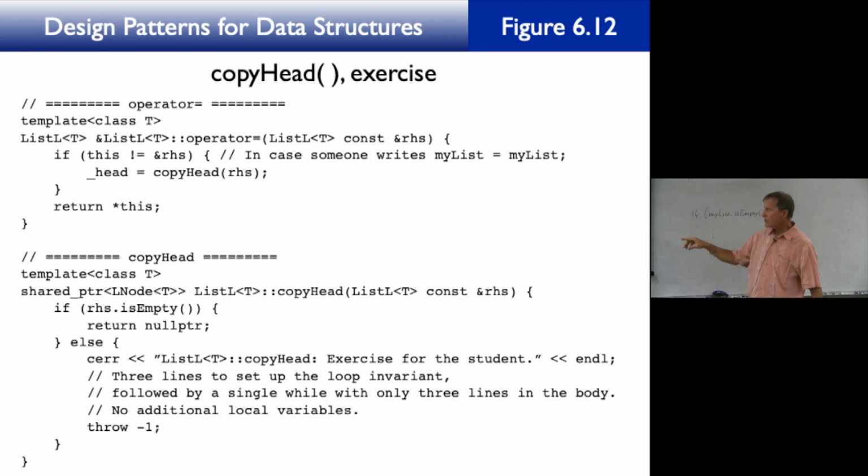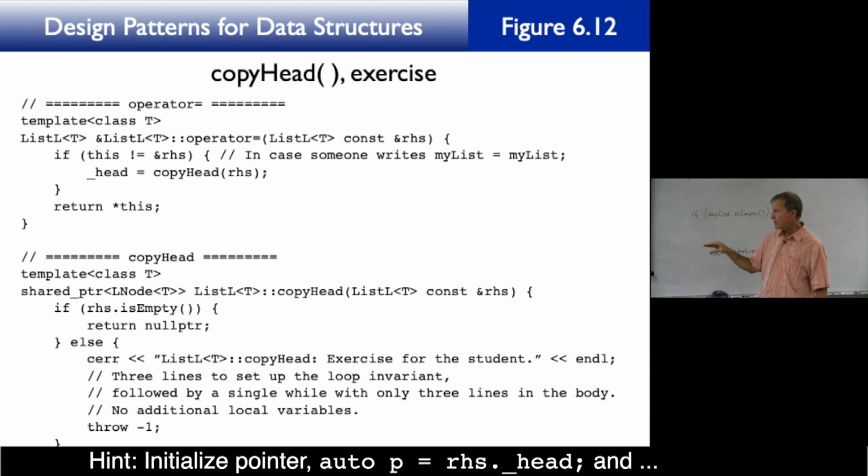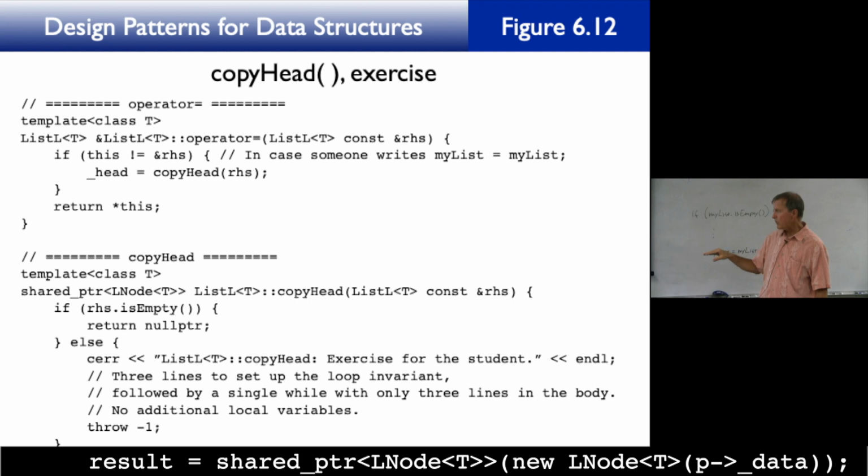Okay, and now else what happens? The right hand side is not empty. So because it's not empty, we know it has at least what? One node. Now does everybody see that we guarded that situation? So now we know that right hand side dot underscore head is pointing to a node. And so we have these three local variables, star p, star q, and star result. And I'm giving you some guidance here. It takes three lines to set up the loop invariant, followed by a single while with only three lines in the body. No additional local variables. So don't go inventing more new variables.